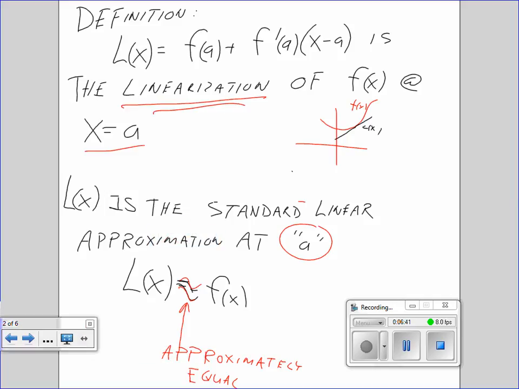There's my drawing again. Notice that is a standard linear approximation. Notice the approximately equal sign. Approximately equal. At the center point, they're exactly equal. At a, they're exactly equal. As you get away from a, it depends on the function how close they are.